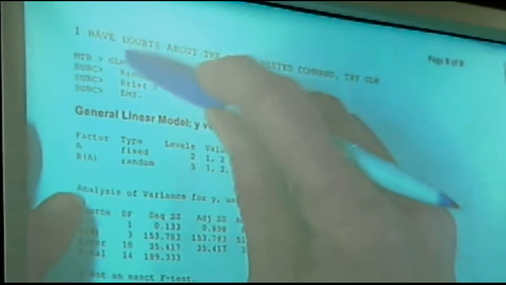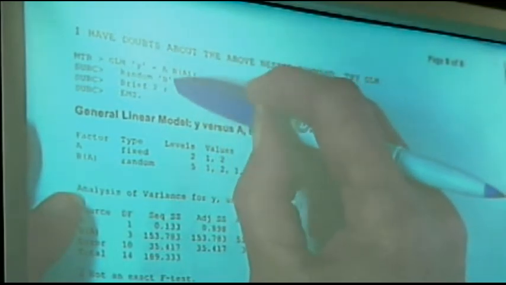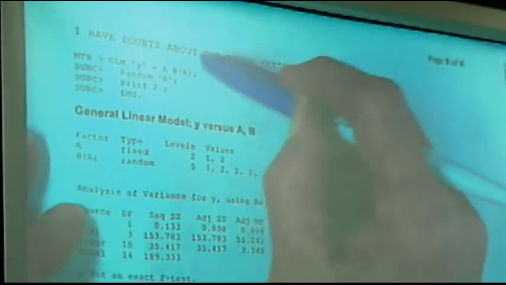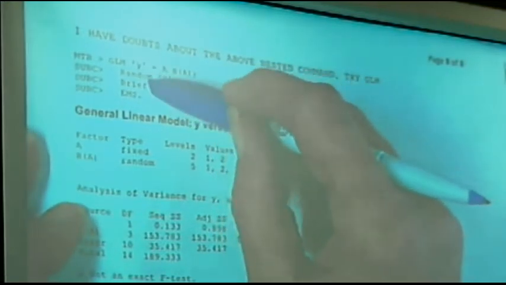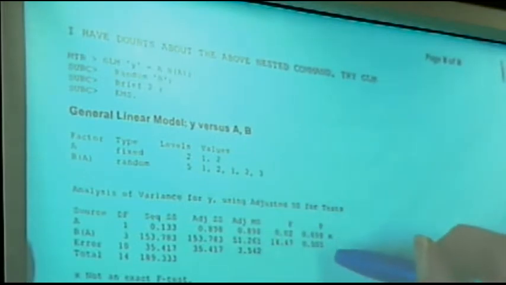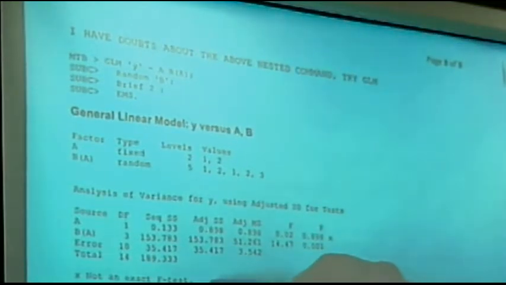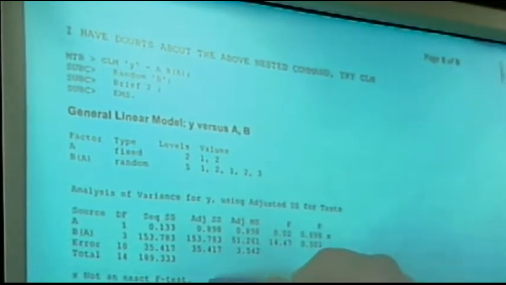So let's try GLM y equals A and then B parenthesis A to indicate B is nested within A. B is random. Expected mean squares are called for. So I get this analysis of variance table, and now it's complete. It has F tests in it, right? Which is good. The test on A has a little X on it, and it says this is not an exact F test. I know why.